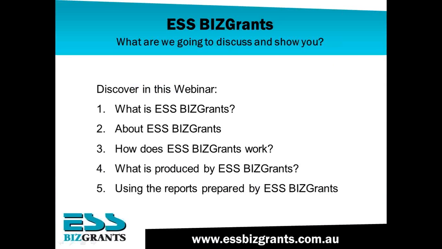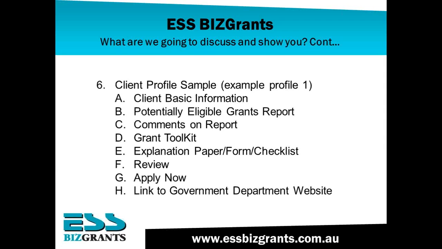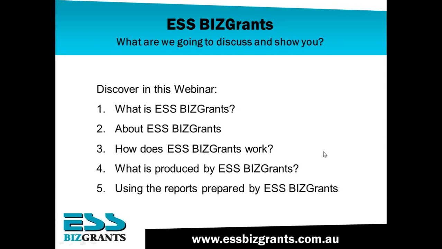ESS BIZGrants has been developed to assist accountants to identify government grants that their individual small medium enterprises might be eligible for. Let's go back to where we were there. So basically the system works by you entering some information into a client profile on your individual clients, and the system will then identify the grants that those clients might be eligible for.